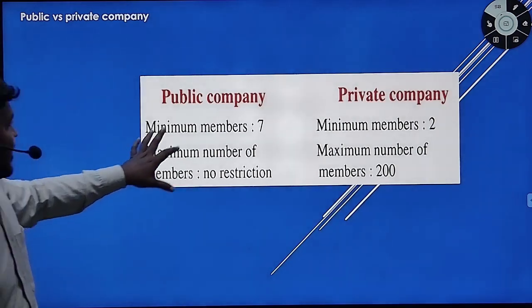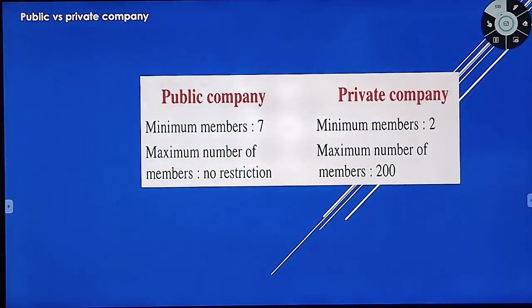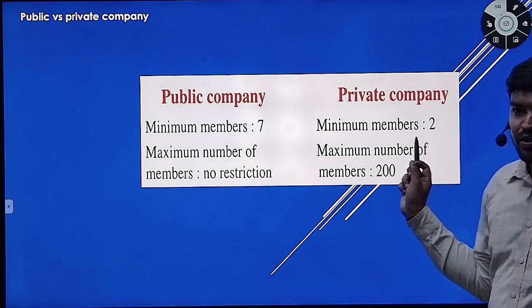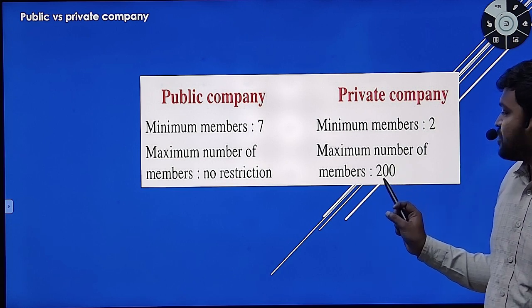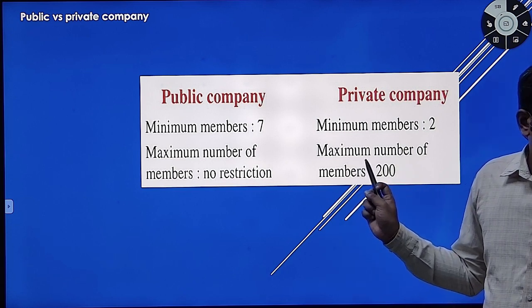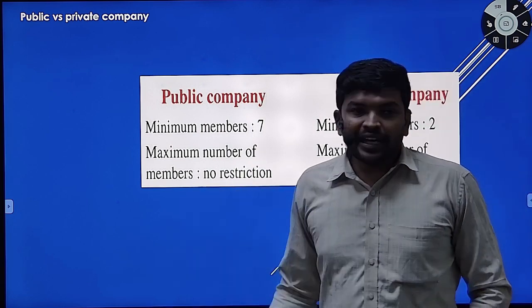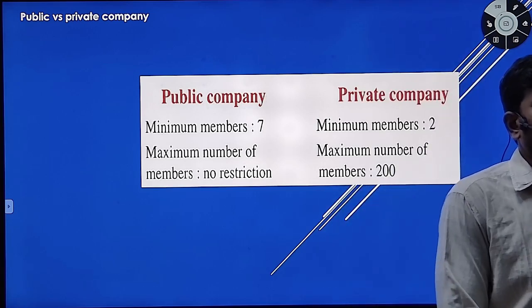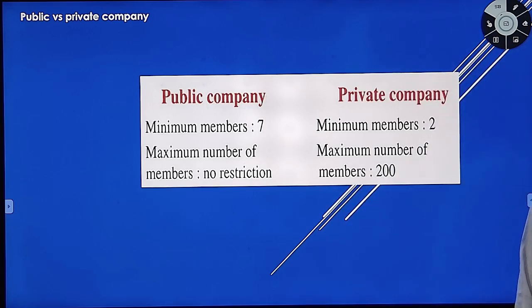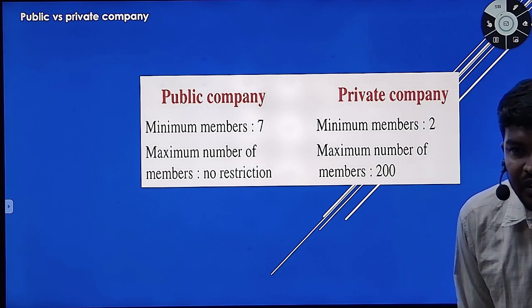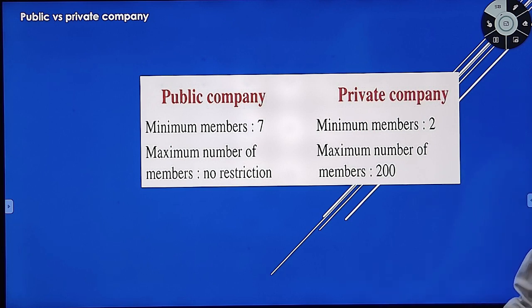This is the exact difference between public and private. Minimum 2 members should be there, maximum 200. This is private limited company. Public company minimum 7 members. Maximum there is no restriction. It can be 1 crore also, more than 1 crore also. This is basically the difference between public and private.